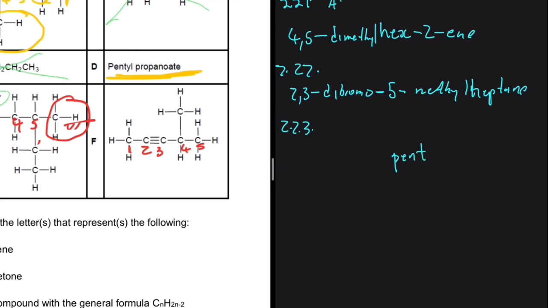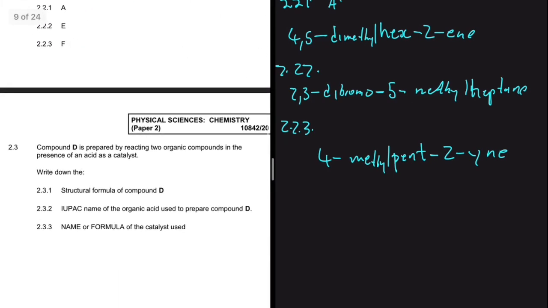And then now let's look for the position of the functional group on the second carbon. So we're going to have pent-2-yne. Now we can look at the branches and so on. We have a branch on the 4th carbon. So we're going to have 4-methyl.